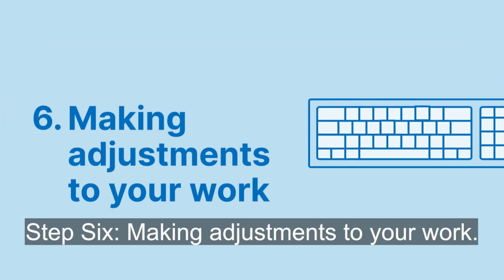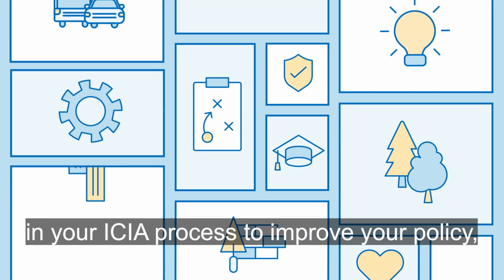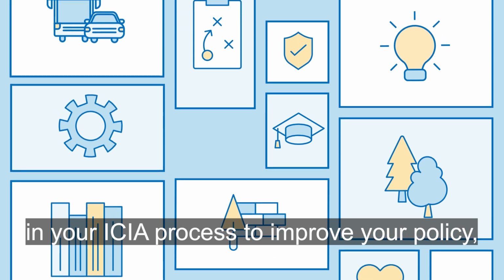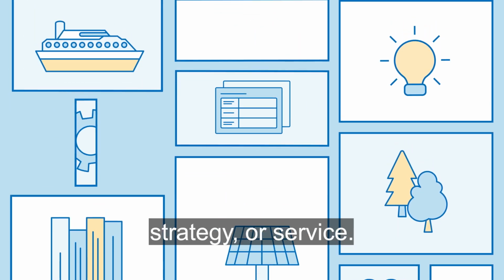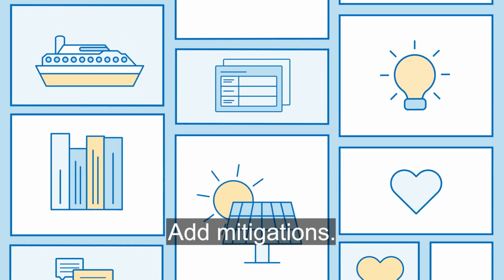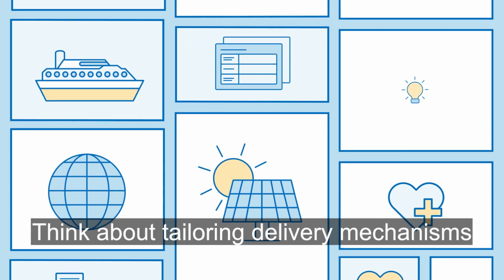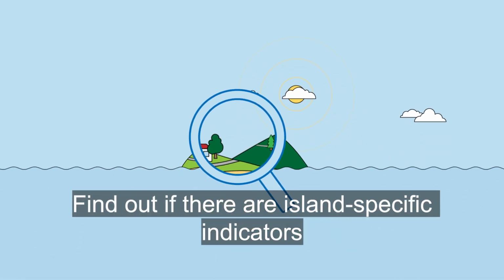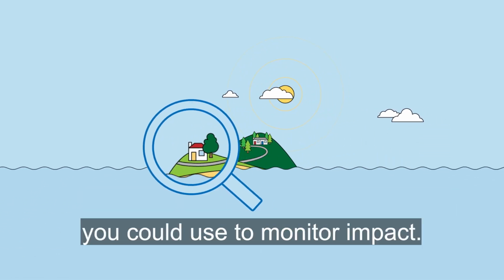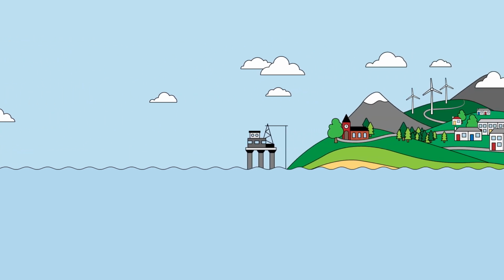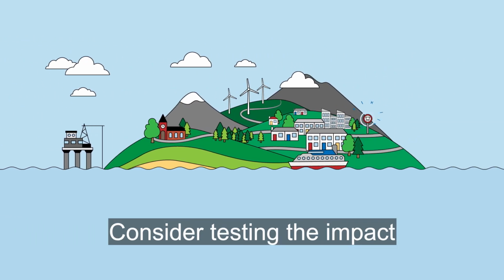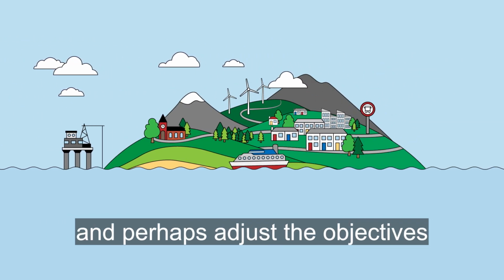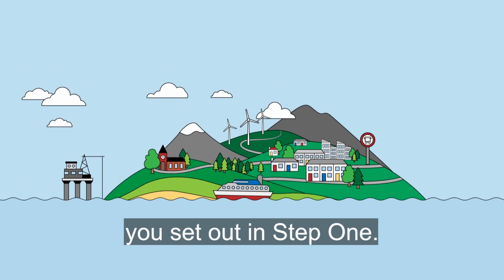Step 6. Making adjustments to your work. Now you use everything you discovered in your ICIA process to improve your policy, strategy or service. Add mitigations. Think about tailoring delivery mechanisms to island communities. Find out if there are island-specific indicators you could use to monitor impact. Consider testing the impact and perhaps adjust the objectives you set out in Step 1.